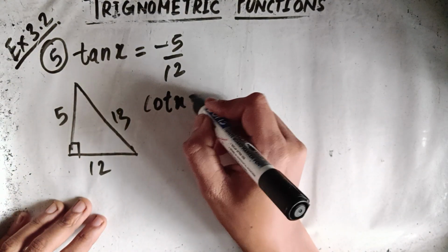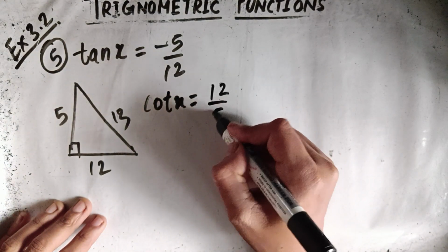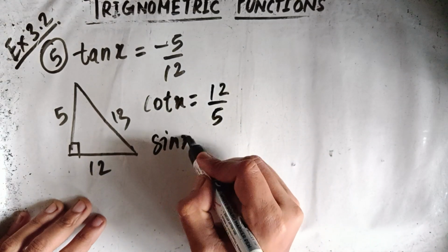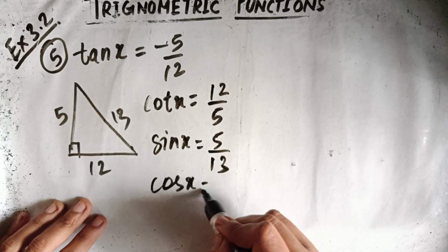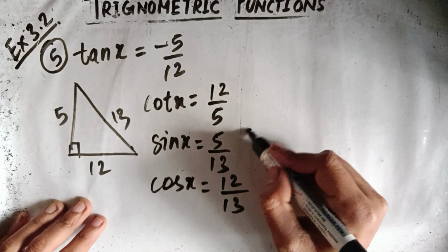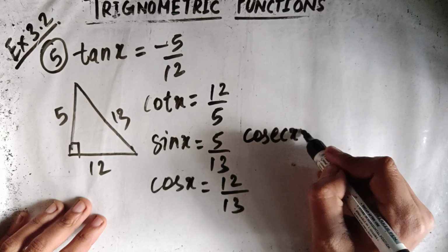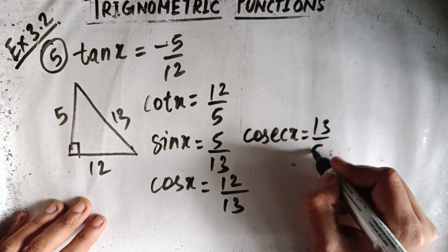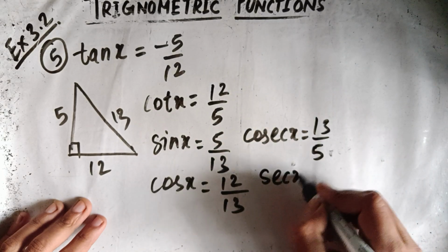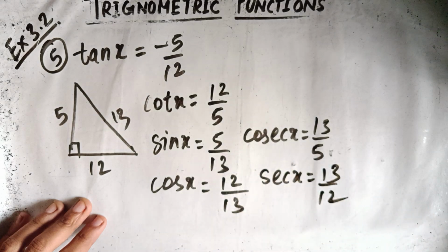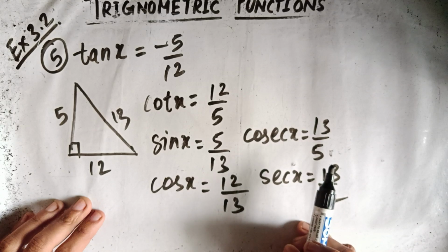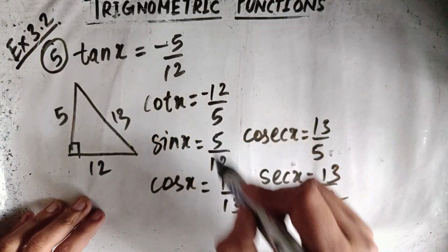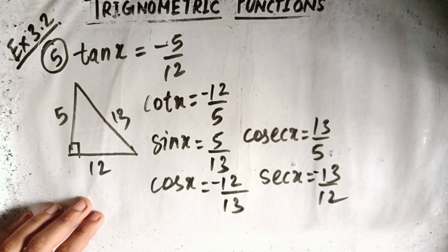Cot of x 12 by 5. Sin of x 5 by 13. Cos of x 12 by 13. Cosec of x 13 by 5. Sec of x 13 by 12. Okay. X lies in the second quadrant. Second quadrant, sin and cosec are positive. Rest all are negative. Okay.